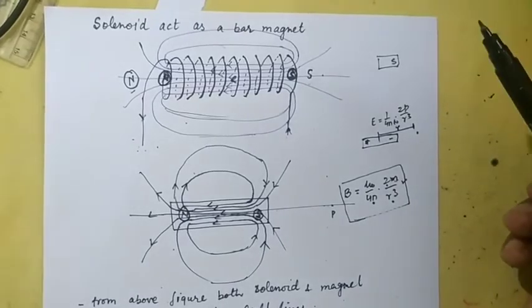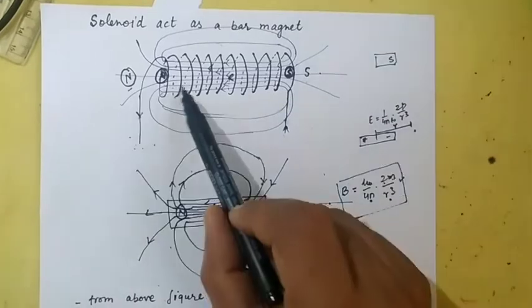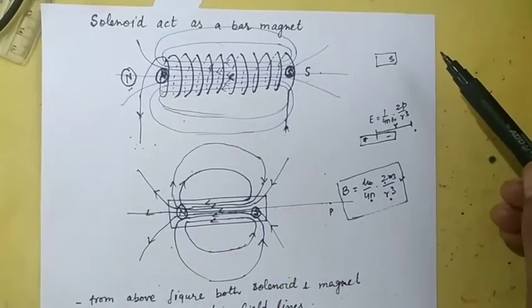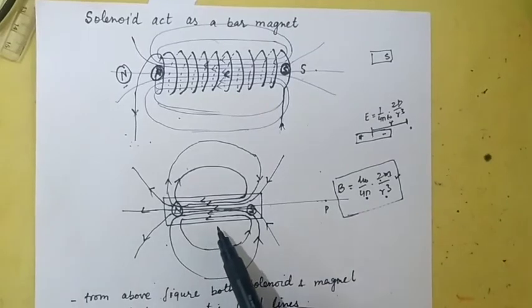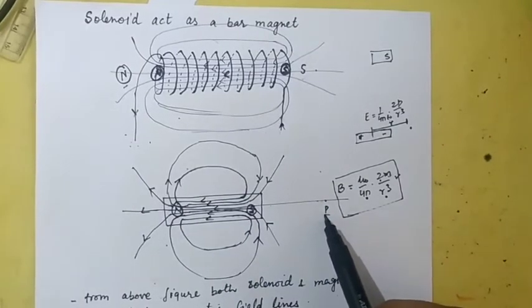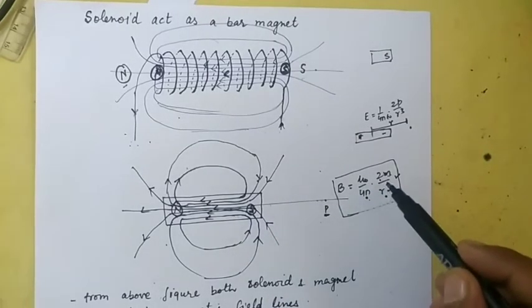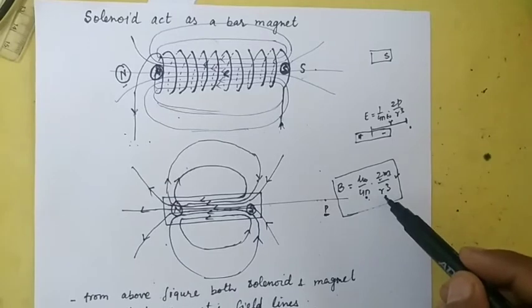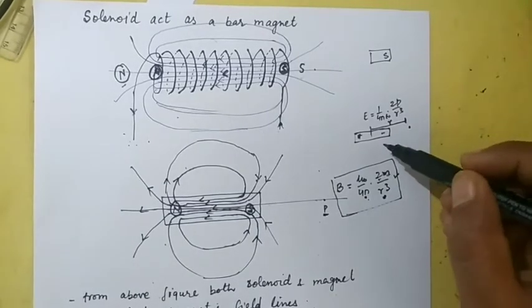Now one more point we want to discuss is to compare the magnetic field on the axis of this solenoid. We know that the magnetic field because of this bar magnet on its axis, when point P is very far away from the bar magnet, is mu naught upon 4 pi, 2m divided by r cube. You can remember this from the electrostatics concept.